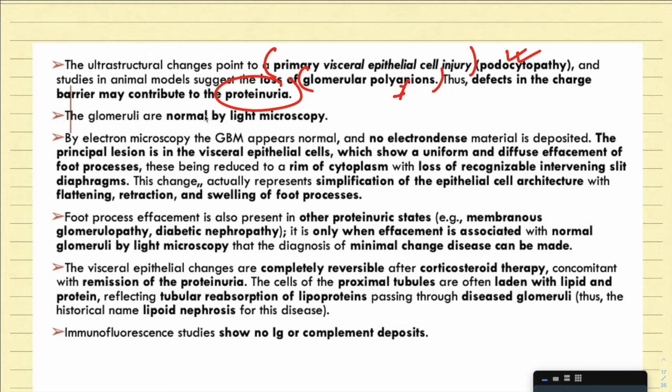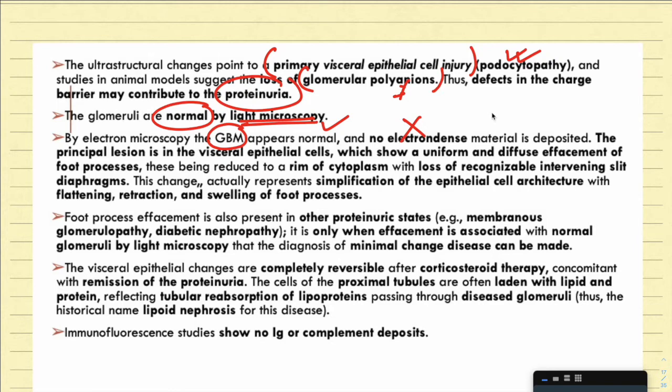Characteristically, minimal change disease is completely normal by light microscopic study. By electron microscopy, the glomerular basement membrane appears completely normal and there is no electron dense material deposited. You cannot see any electron dense material, either subendothelial or otherwise, as in the membranous variety, where we saw subepithelial deposits. Here, no deposits are seen by either electron microscopy or immunofluorescence.